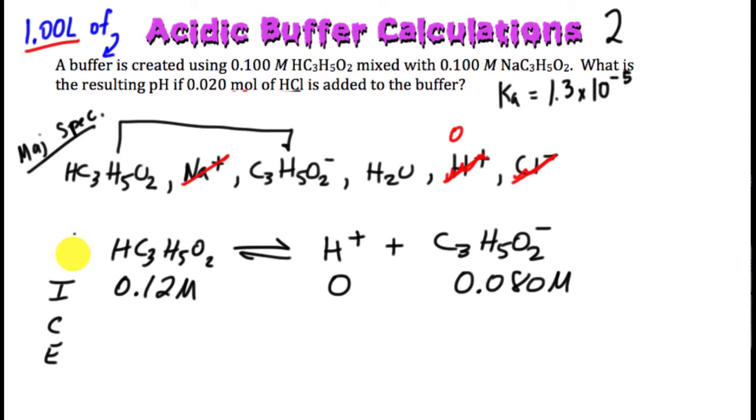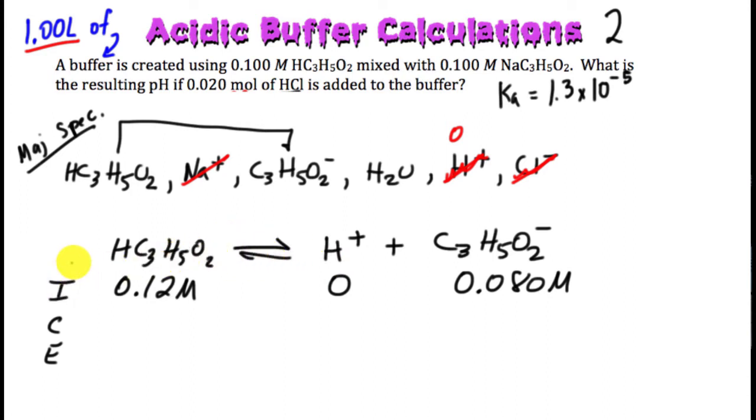Okay, so I set up the ice table, and what I did was, in this case, I didn't put water in here. If you go back and you look at part C in the acidic buffer calculations part 1, I had water in the reaction. I purposely left it out just so you can see the comparison of having hydronium and hydrogen ions without having that extra water in there. Okay, so you can compare and contrast this if you need to.